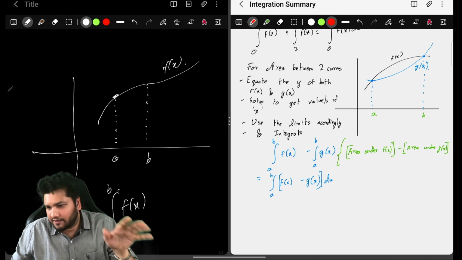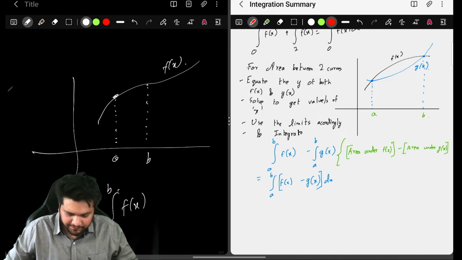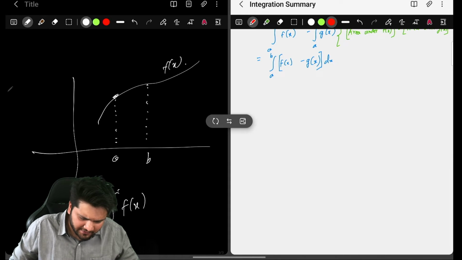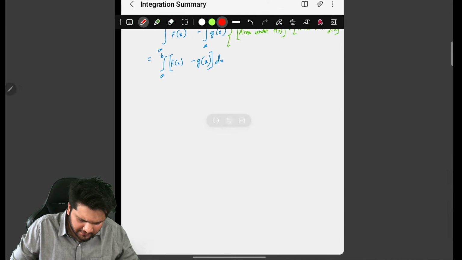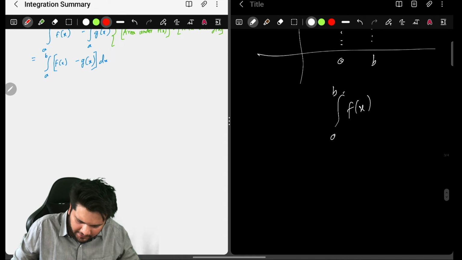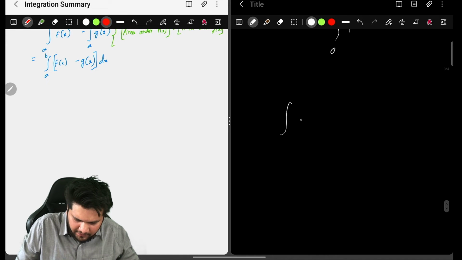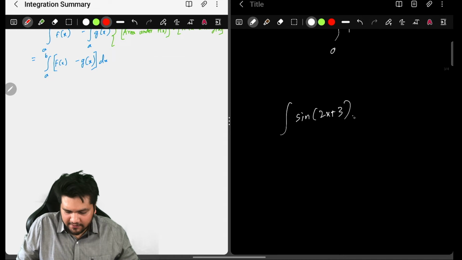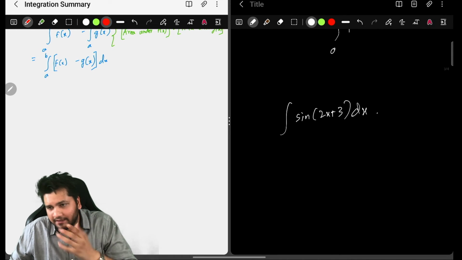The main application of integral is basically area under the curve for you guys. There's one more thing which we have in integral. Sometimes you will get something like this. Let's say, the integral of sine of 2x plus 3. Maybe you might get something like this. Okay, sine of 2x plus 3.